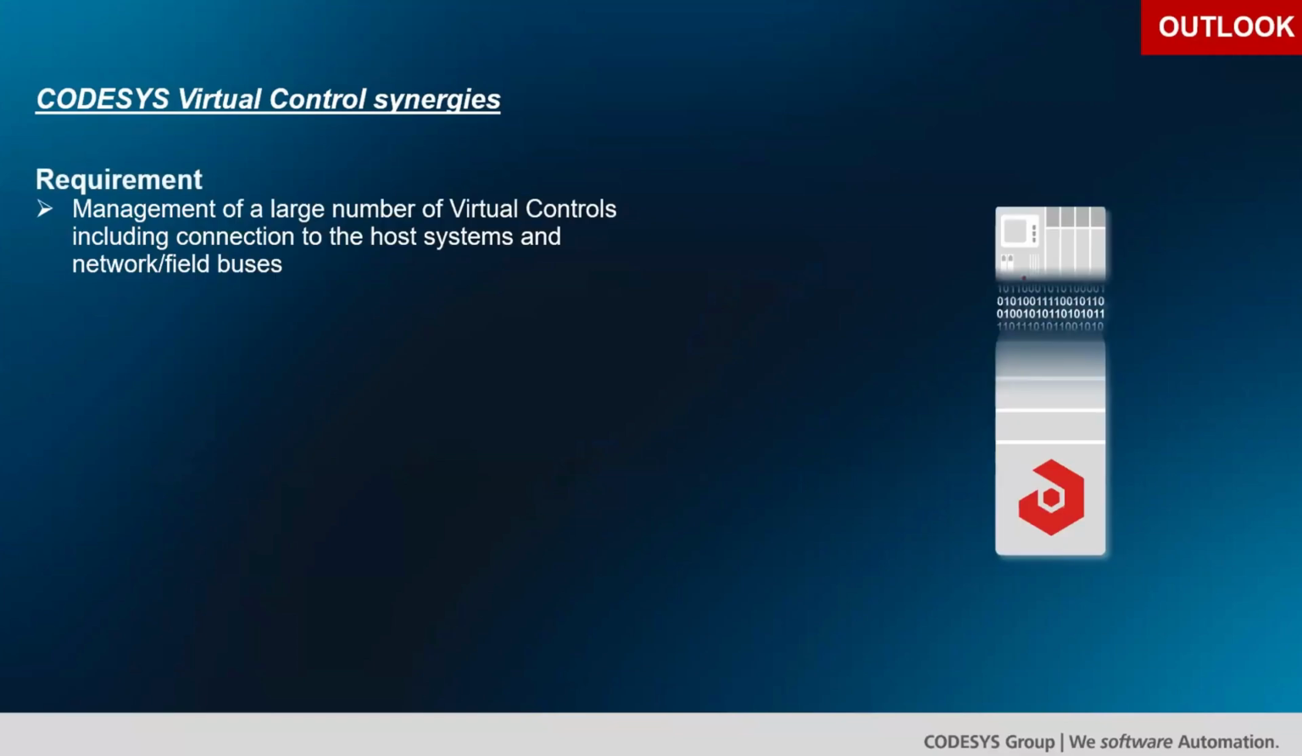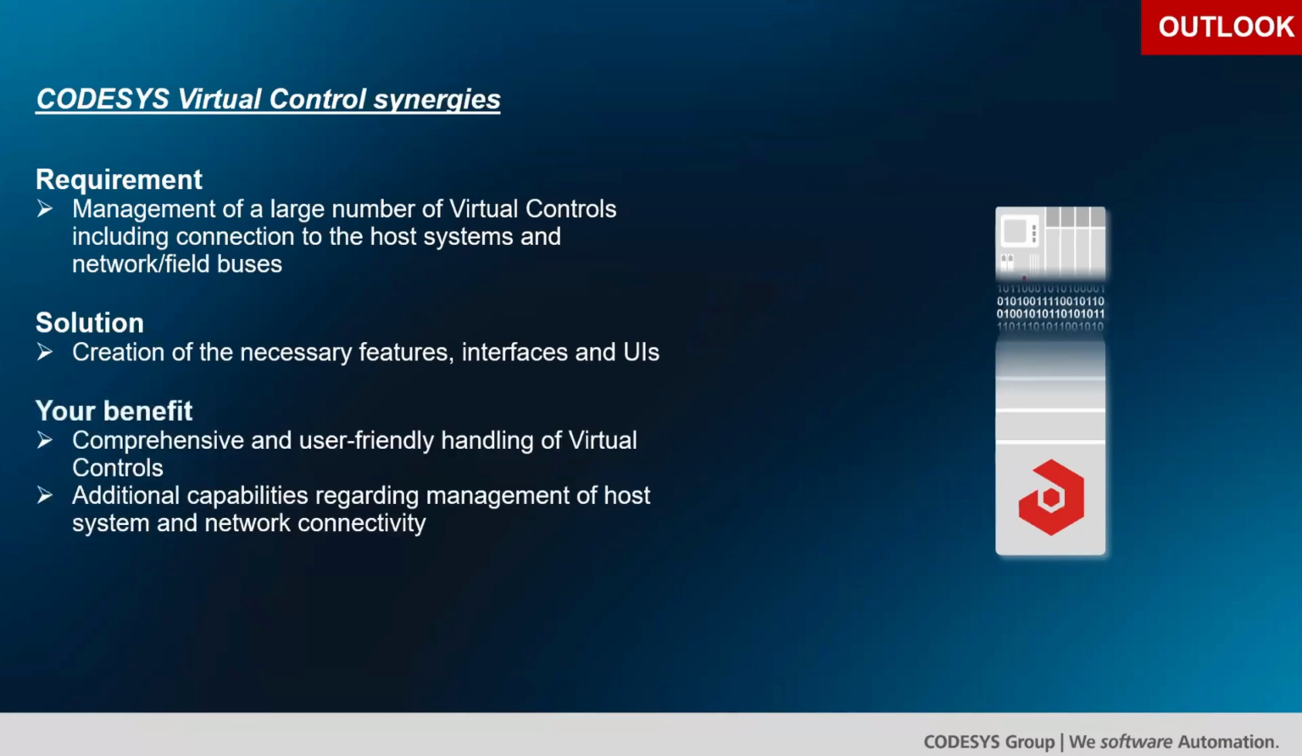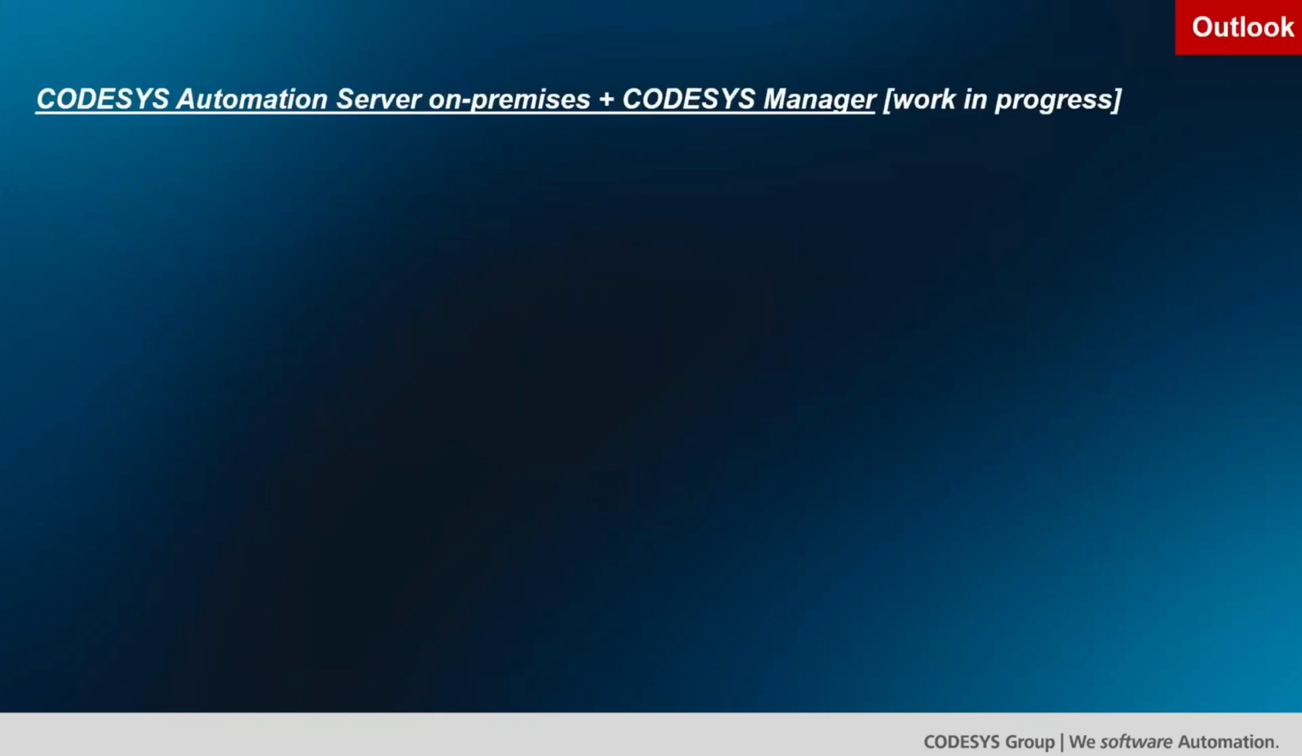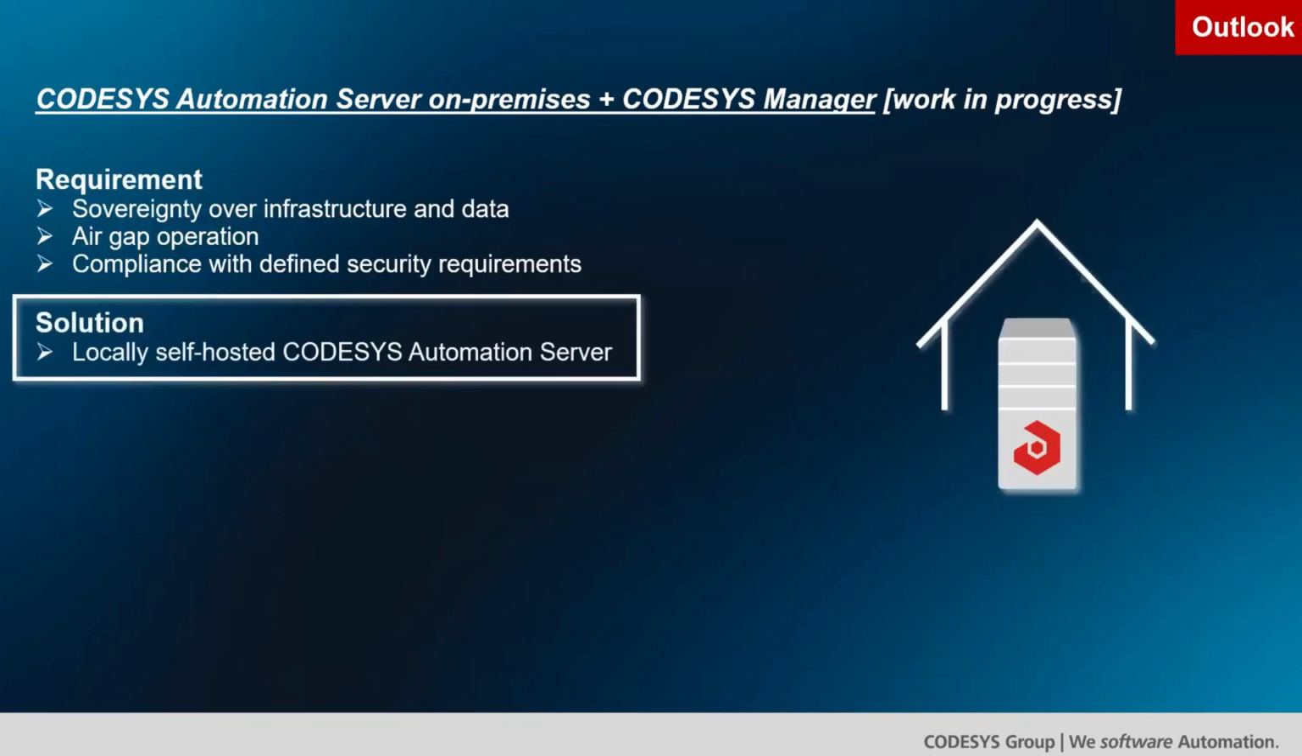Necessary for that is an on-premises automation server, which is not running in the cloud anymore, but on a local device in your own private network, with the benefit that you have the comprehensive and user-friendly control of all the functionality with additional capabilities. This is what I was showing right now. However, managing and setting up the CODESYS automation server on premises takes a certain effort. And for that purpose, we need this locally self-hosted automation server.